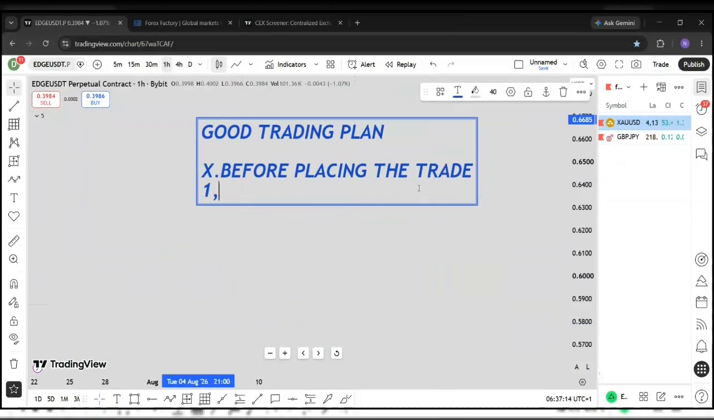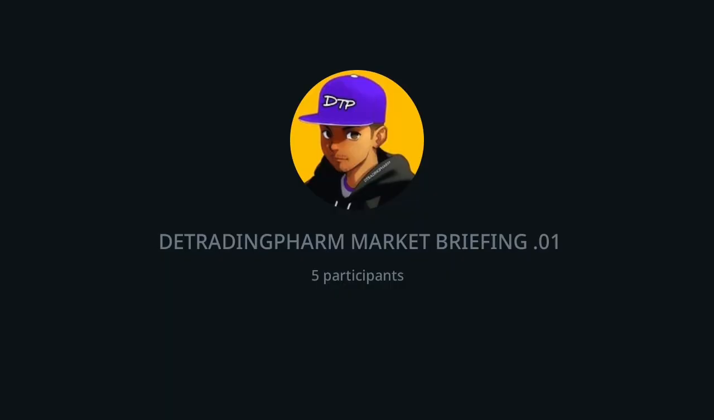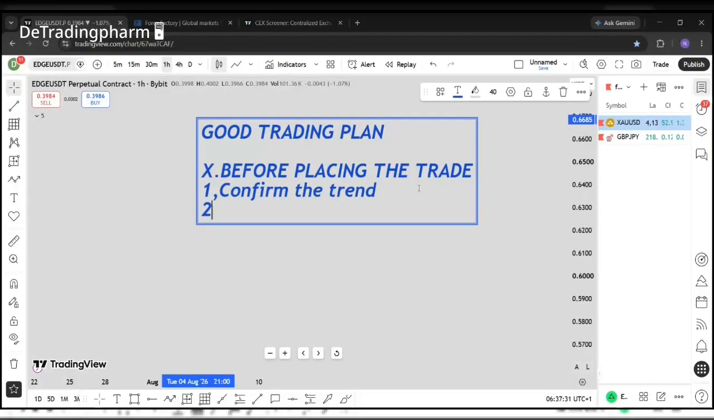you should be able to know what you're doing before you place a trade. You should know, confirm the trend. Number two, mark the possible POI, or point of interest, or AOV, area of value, any term you use for it.